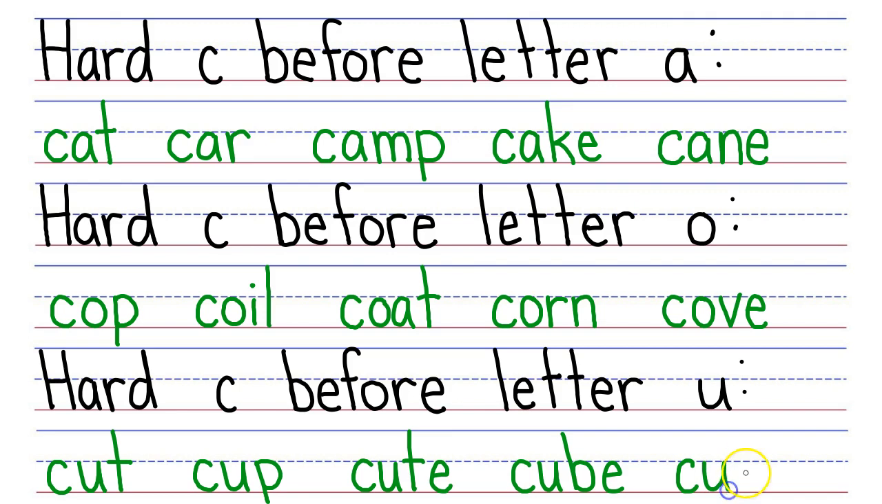Next word, curl. We've got the letter C that makes the hard C sound, k, because it comes before the U, and the UR phonogram that says er. The word ends with the L that says ul. K, er, ul. Say it together fast. Curl.